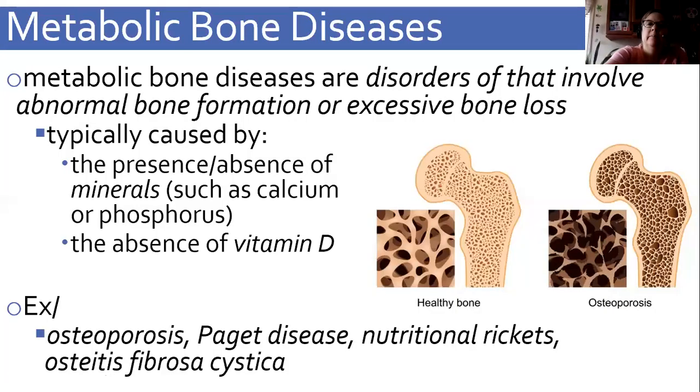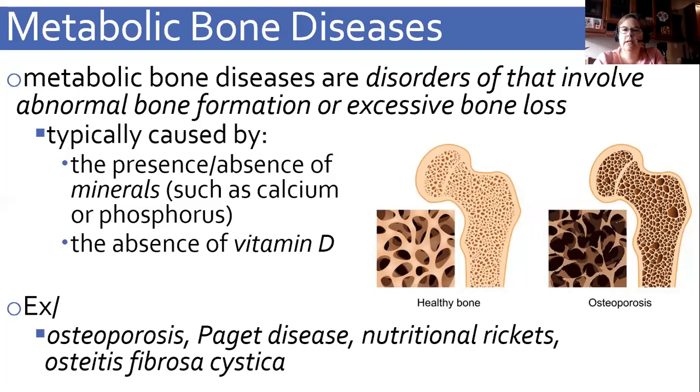So metabolic bone disease is the first one we're going to talk about. So these are diseases or disorders that involve lots of bone being lost, or an abnormal formation of the bone. These are typically caused by having too much or too little mineral, so usually our calcium and phosphorus, or not having enough vitamin D. So we want to remember vitamin D is something that our body produces when we're exposed to sunlight, and it helps us with our absorption of calcium, okay?